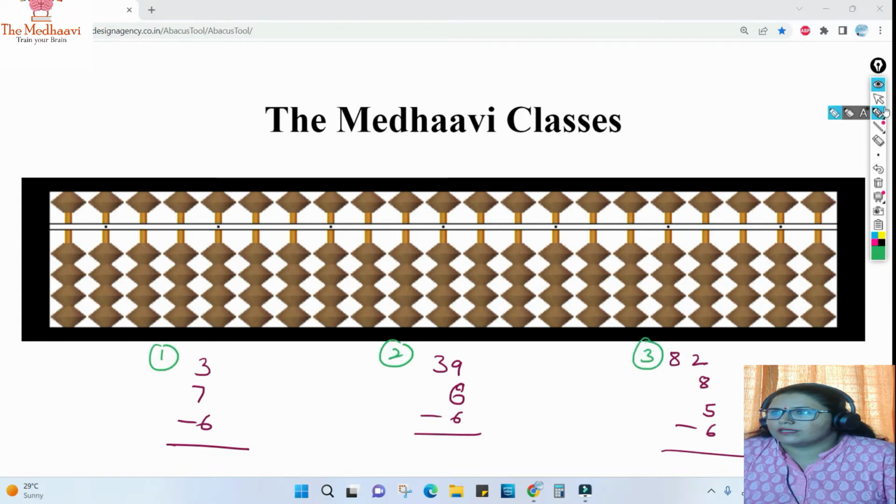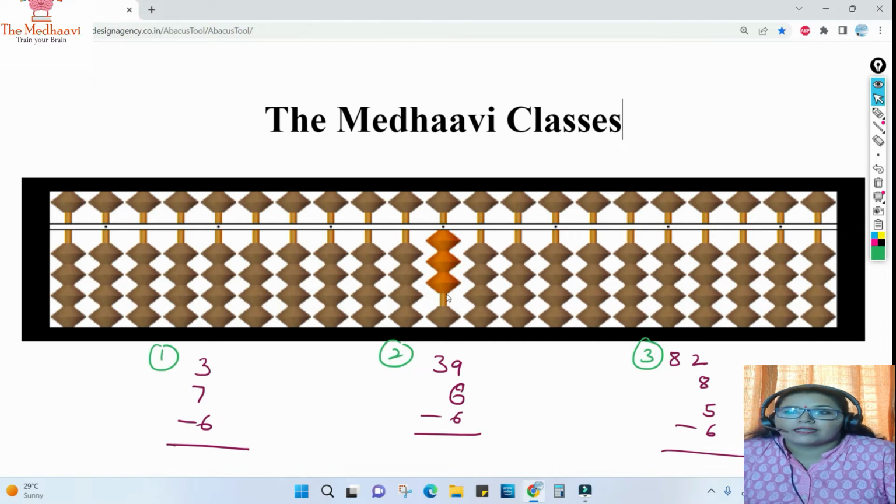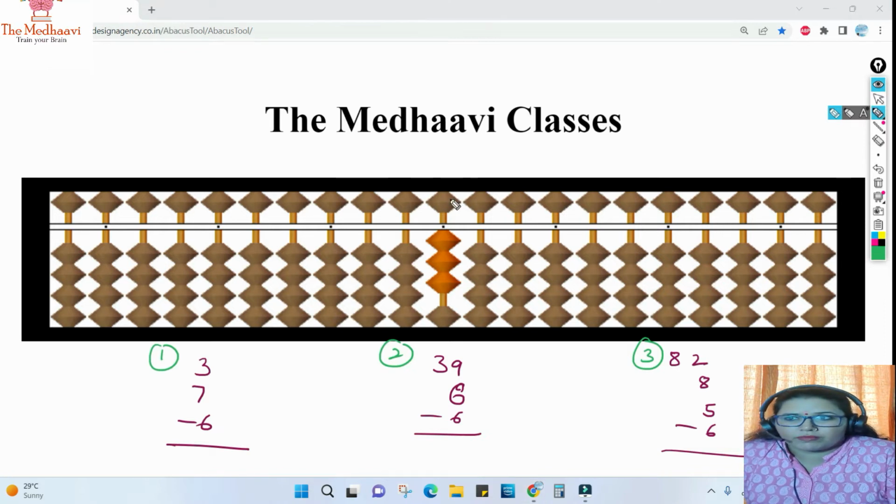So how do you make 3? You need to make 3 in the unit place by making 3 beads up. Then you need to add 7. You cannot add 7 here because the beads are not available. This bead's value is 5 and this bead's value is 1, so even if you add both, only 6 is available, not 7.